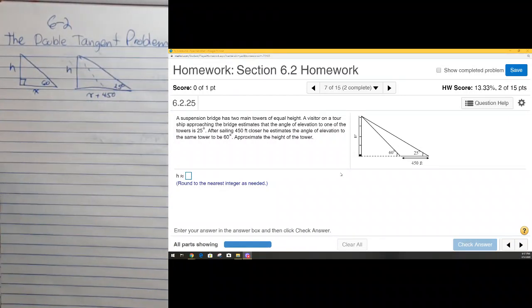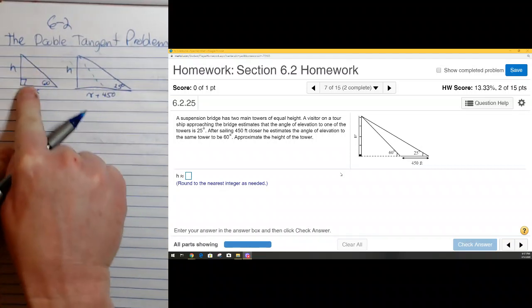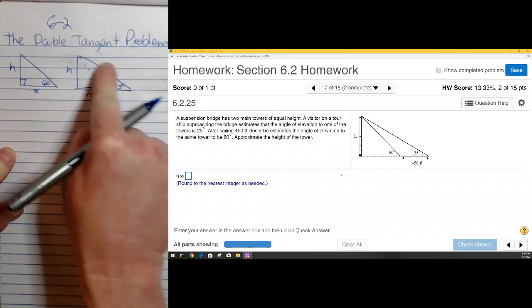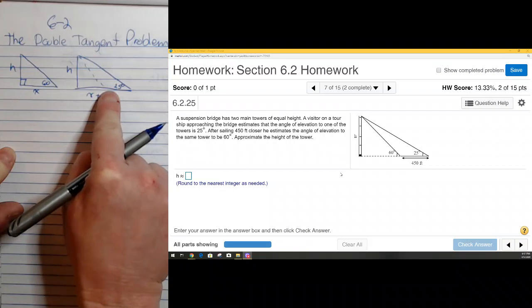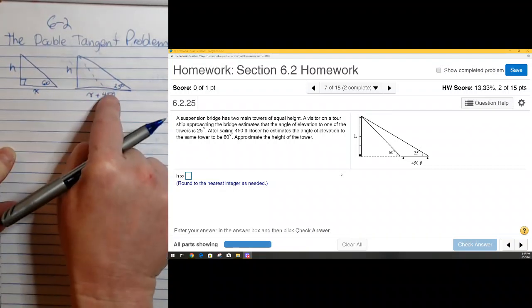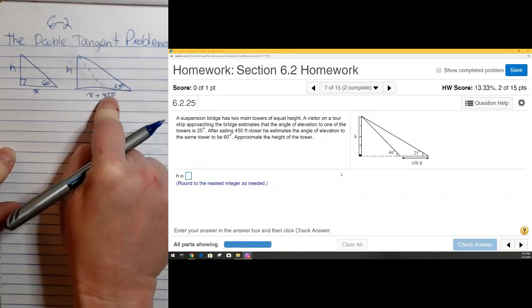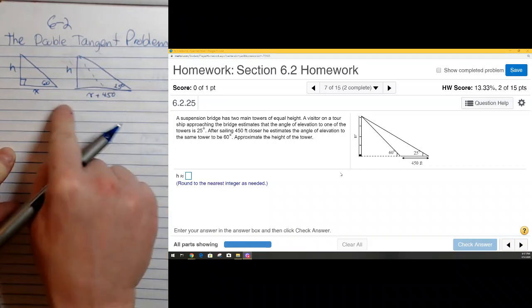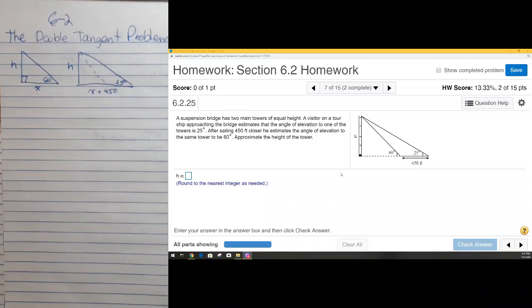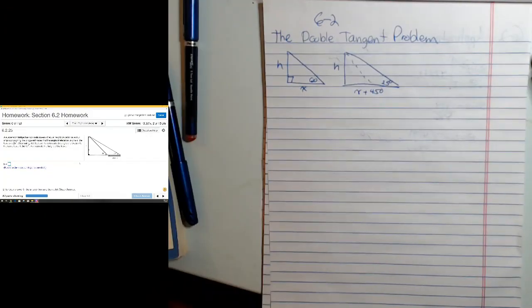So the idea is that we want to set up a trig function for this one. We're going to set up a trig function for this one, solve them for the same variable, and then solve for the other variable that's left over in the equation. I'm going to switch the views here so we have more paper to work with here.